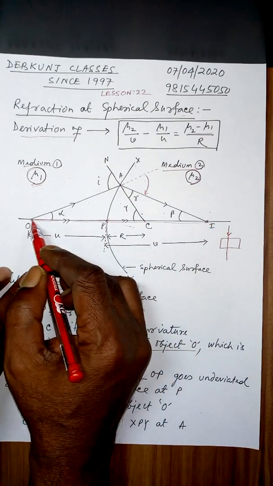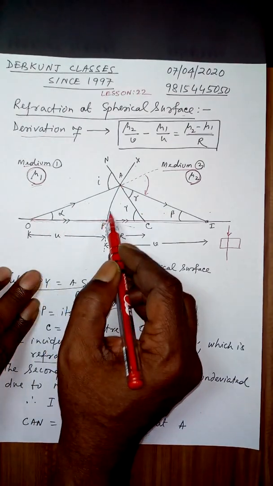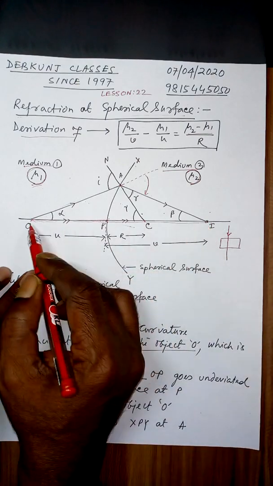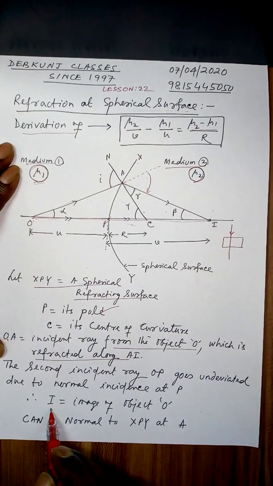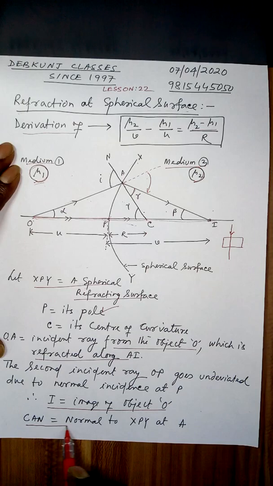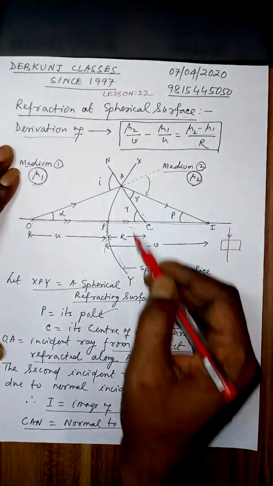So I have taken two rays from O. One is OA, one is OP. After refraction, they meet here. Therefore, I is the image of the point O. CAN is normal to XPY, CAN is normal to the surface at A.